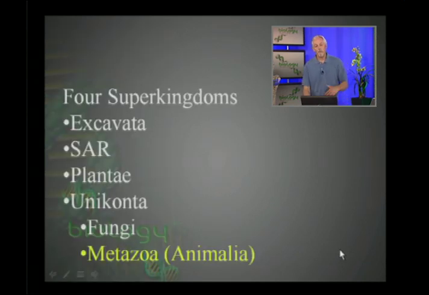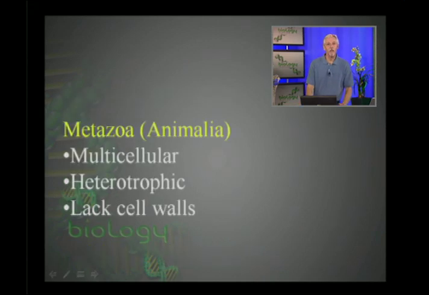Okay, now I want to transition now, getting back to our four super kingdoms, the Unikonta. We've already talked about the fungi, and now I want to begin to talk about the animals, which is the kingdom Metazoa or Animalia. So again, the kingdom Metazoa consists of organisms that are multicellular, heterotrophic, and the cells lack a cell wall. And of course, we are an example of a metazoan.